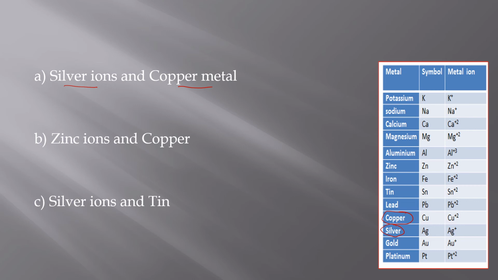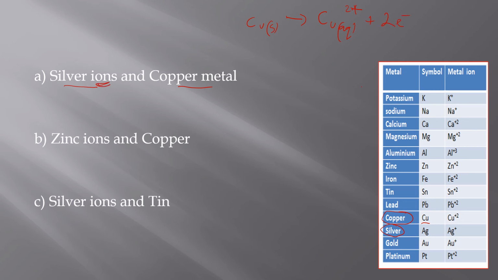So if we have the copper part first, we start with the copper metal. That would be Cu solid, reacts to form, or oxidizes, loses those electrons. Cu aqueous 2 plus, it's meant to be a plus, plus 2 electrons.